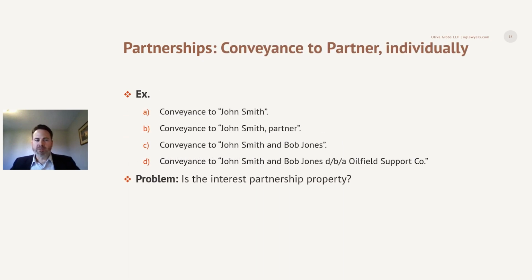So we'll look at a series of conveyances, and on the face of them, they look somewhat similar. So first we'll look at a conveyance to John Smith. Then we'll look at a conveyance to John Smith with the label partner attached, a conveyance to John Smith and Bob Jones, and then the same, but with a trade name attached. So the question with each of these grantees is: is the interest partnership property?